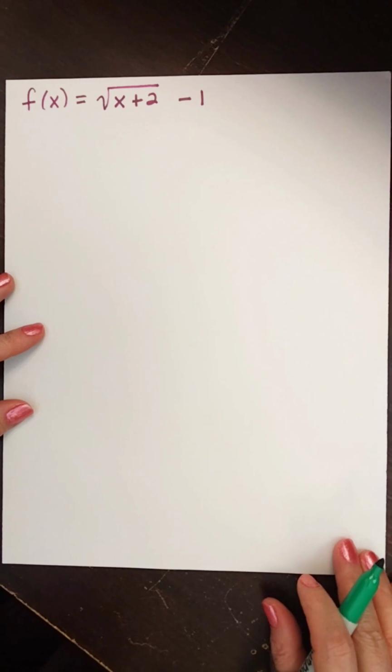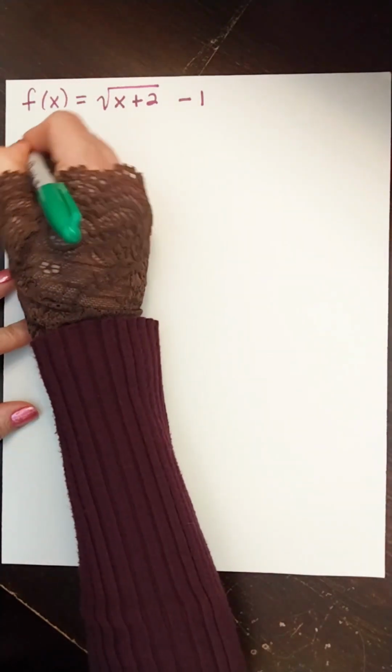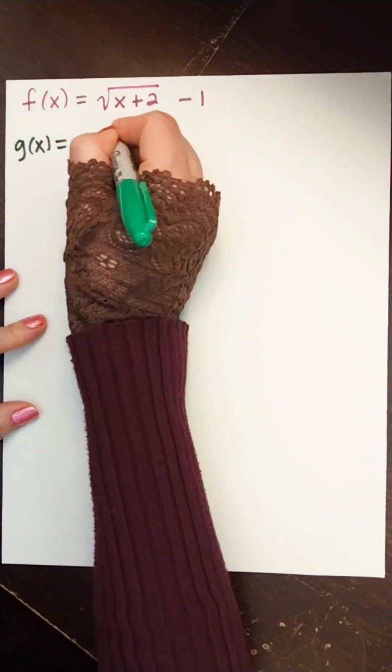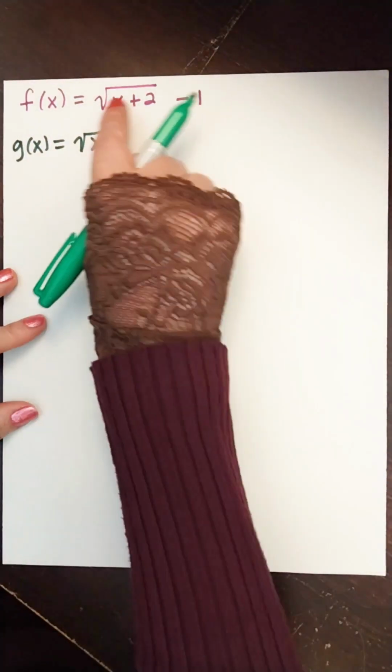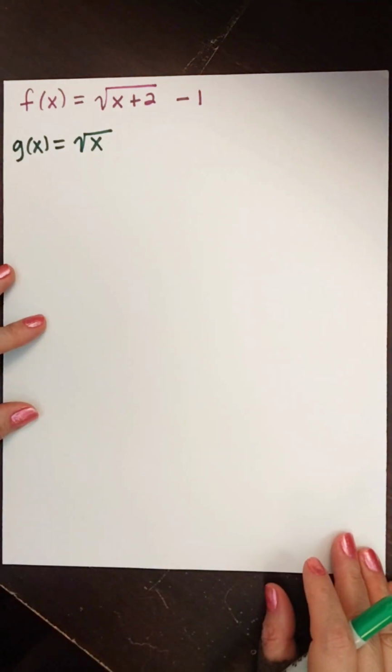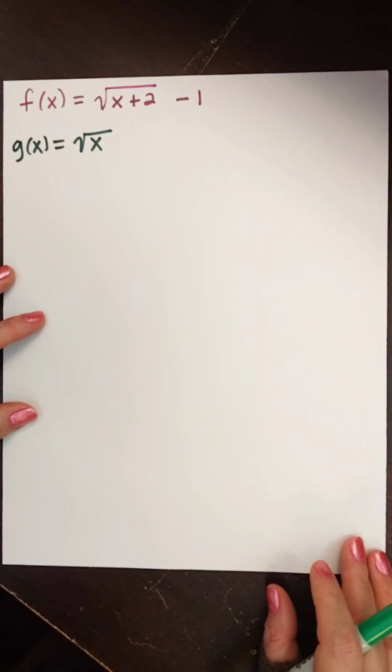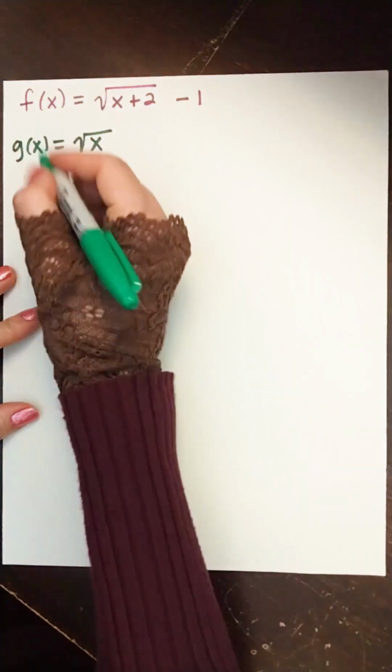Let's graph f of x equals the square root of x plus 2 minus 1. So again, the first thing you want to do is to identify your starting function, which will be the square root of x, because we have the square root of x in f of x. So this square root of x looks mostly like this.